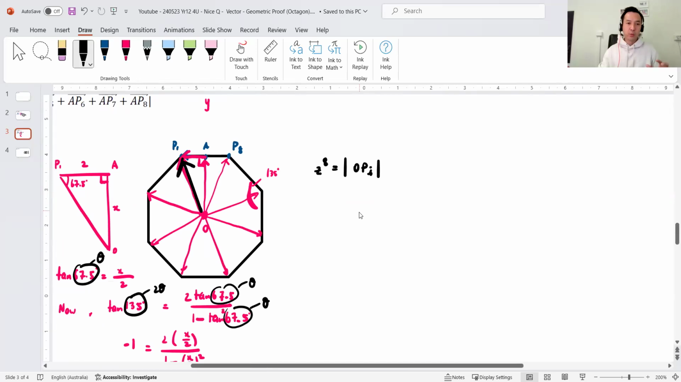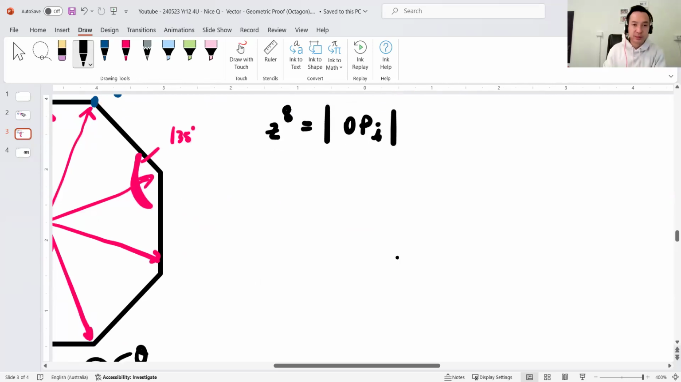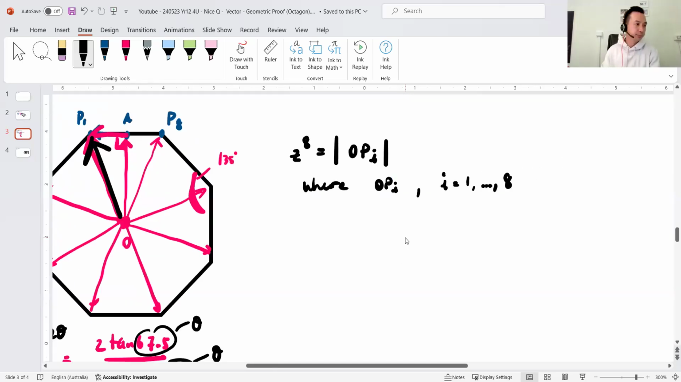So just to be clear, what am I trying to do? If I let this guy be the radius, which is what roots of unity does, now I'm going to try to solve this, right? So check this out. Where OPi, where i equals 1 all the way to 8, are the roots of unity.